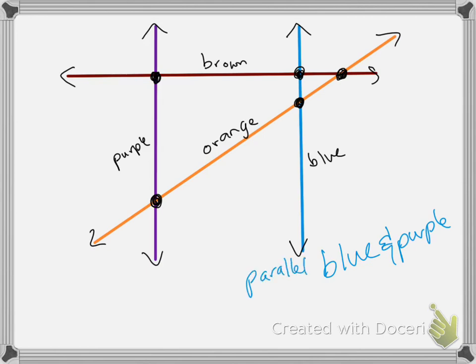Okay. Are there any streets that are perpendicular? Let's look. Yep, here's one. So the ones that are perpendicular, get that spelled correctly. Perpendicular streets would be purple and brown, or blue and brown.